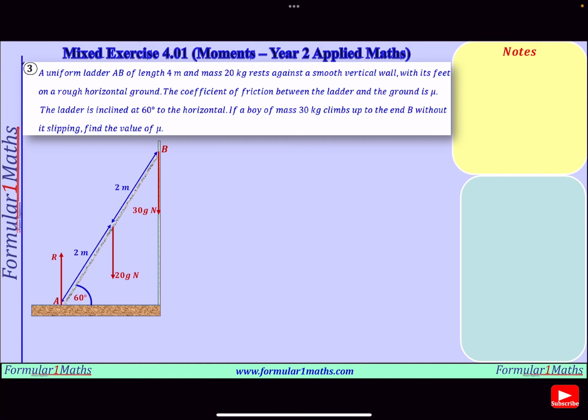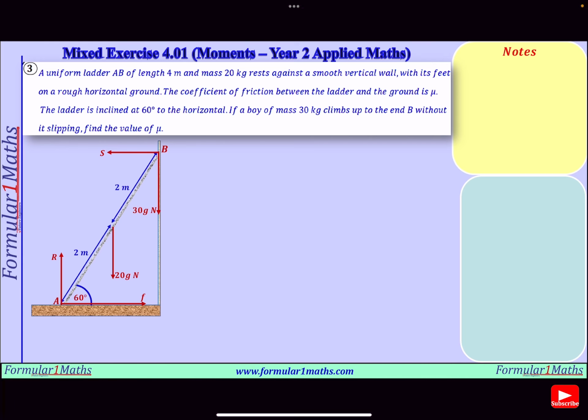of the boy. The ladder is in equilibrium, so there will be a reaction force due to the rough ground, and because the ground is rough, there will also be frictional force F acting towards the wall, because if the ladder slips, it will slip away from the wall. That means the friction will be acting towards the wall. The wall is smooth, so there will be no frictional force along the wall, but there will be a reaction force which we will call S. So these are all the forces acting on the ladder.